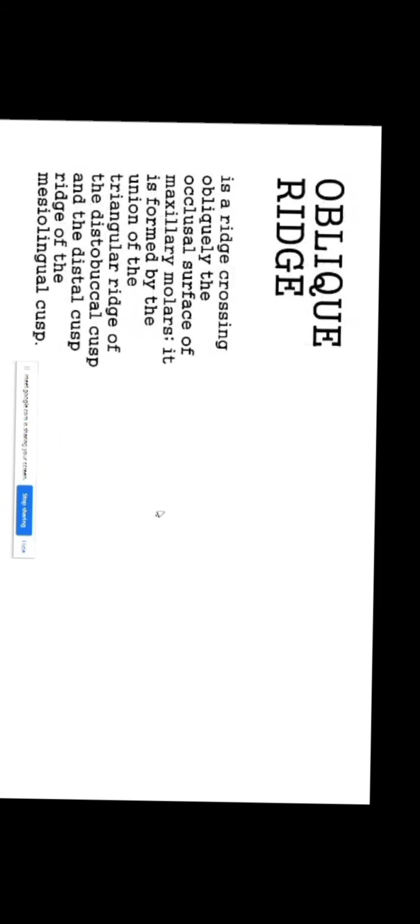Next, the oblique ridge. It's a ridge crossing obliquely the occlusal surface of maxillary molars. Again, the oblique ridge can only be found on maxillary molars. It is formed by the union of the triangular ridge of the distobuccal cusp and the distal cusp ridge of the mesiolingual cusp. This is a bit confusing for now, but when you reach maxillary molars, our last topic, you'll be more familiar with the oblique ridge.